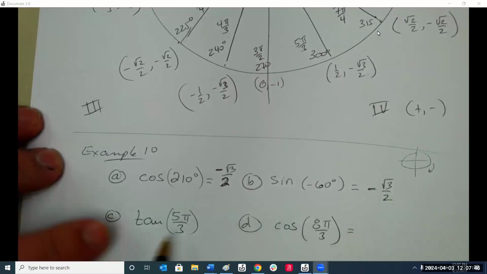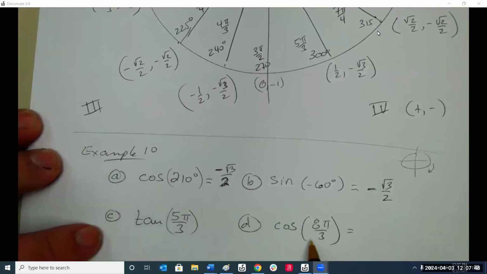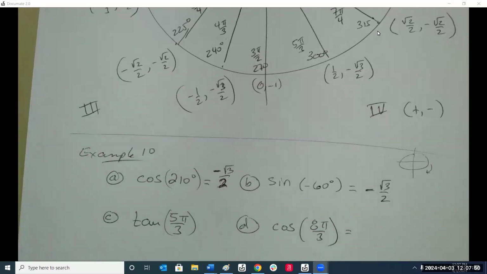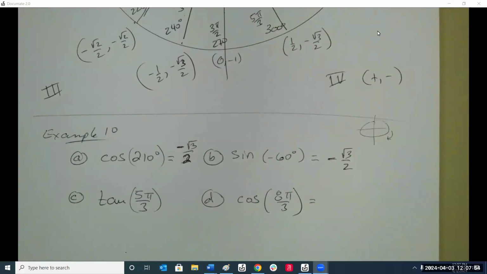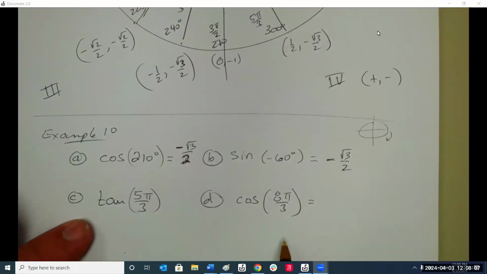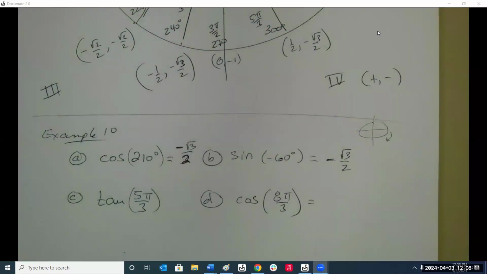Let's do cosine before we do the tangent one. Cosine of 8 pi over 3. Don't use your calculator. Everything you need is in front of you. You don't need that. Everything we need is right on the table in front of us.